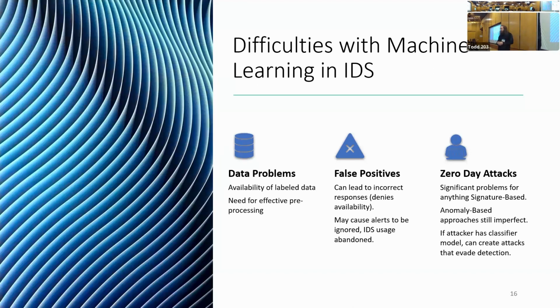Finally, we have zero-day attacks. If you are using a signature-based intrusion detection system, you have basically no defense against zero-day attacks. You have never seen something before, it is not in your signature database. Anomaly-based intrusion detection systems are kind of designed for this, but they're still imperfect. Also, if we have an attacker that can somehow access our model, they can craft an attack that is specifically designed to evade detection.